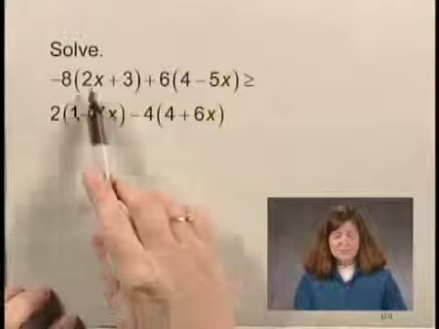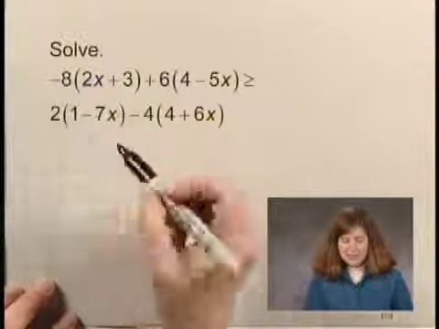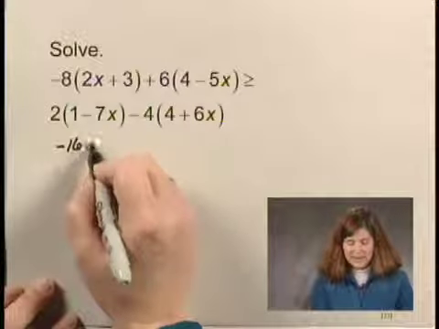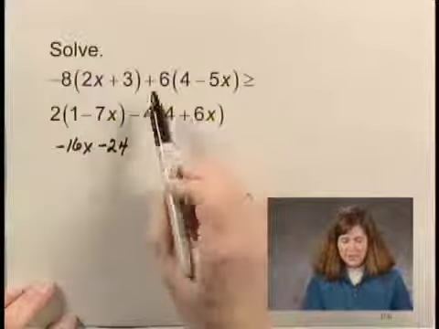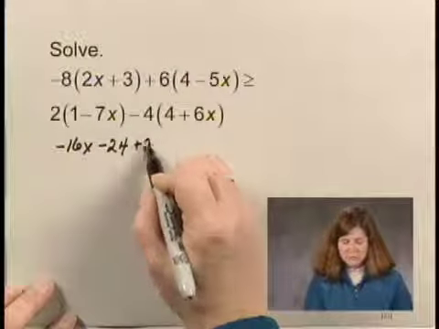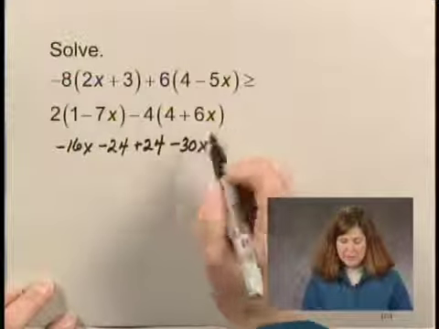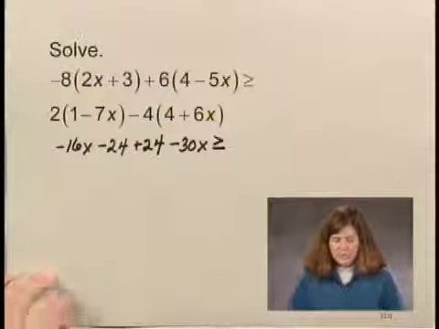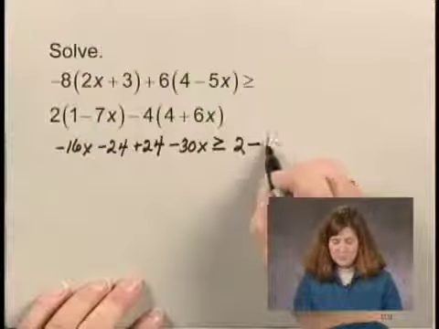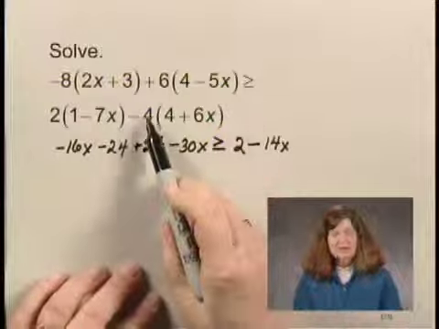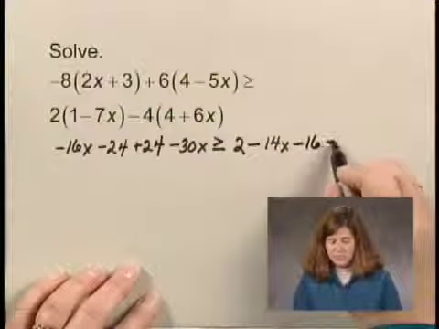parentheses. So I'm going to multiply through to eliminate those parentheses, and I have negative 8 times 2x be negative 16x, plus negative 8 times 3 would be minus 24, plus 6 times 4, which is 24, minus 6 times 5x, which would be minus 30x, is greater than or equal to 2 times 1 minus 2 times 7x, which is 14x, minus 4 times 4, which would be minus 16, minus 4 times 6x, or minus 24x.